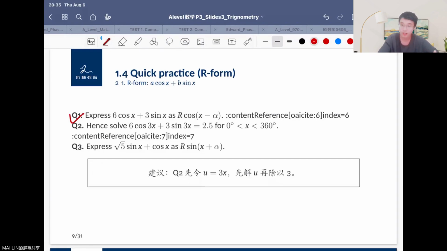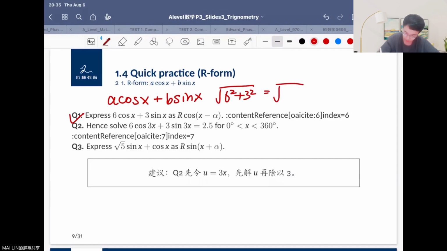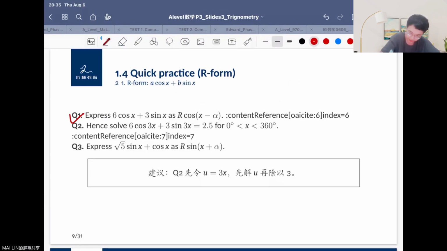Last lesson we already learned that for the formula a times cosine x plus b times sine x, we can first extract the square root of a squared plus b squared. So here we can extract the square root of 6 squared plus 3 squared, which becomes the square root of 45. Also, we can consider it as 3 times square root 5. So for this equation, we can extract 3 times square root 5.